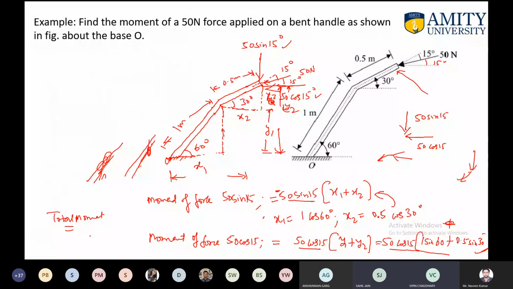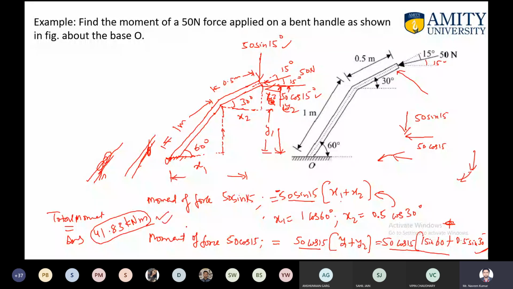Sir, 41.83 is coming by subtracting the two movements for both forces. Check it once again. One is positive, one is negative. Correct. 50 cos, this minus 50 sin 15 into x1 plus x2. When you solve it, you will get this one clockwise. So you get this answer 41.83.